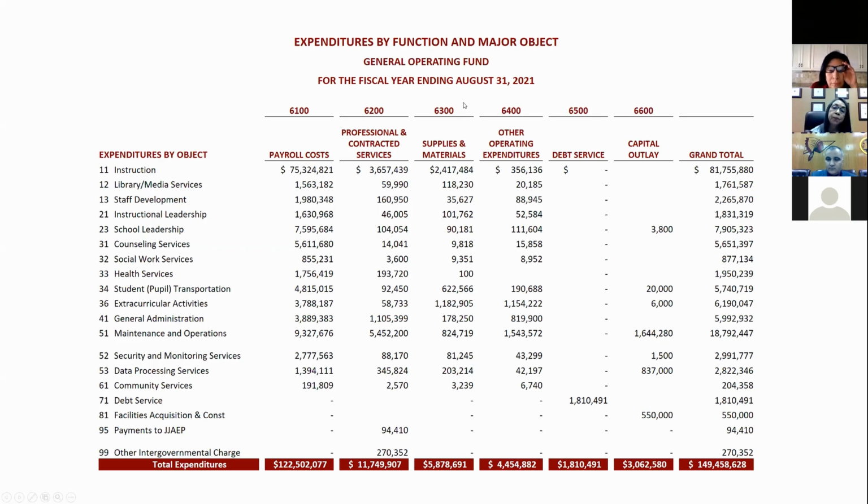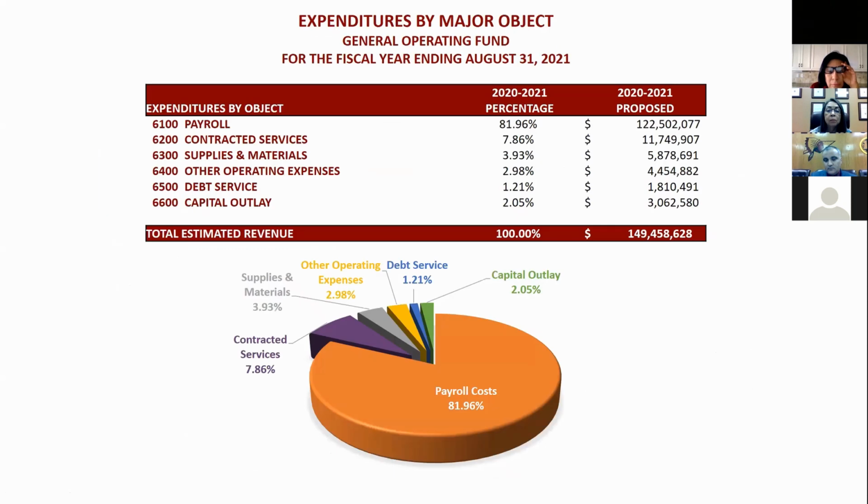6300s are supplies and materials. 6400s, other operating expenditures. 6500, debt service. And 6600, any capital outlay, and you have it here all broken down for a total expenditures of 149,458,628. In this slide, we have how they are broken up by percents.